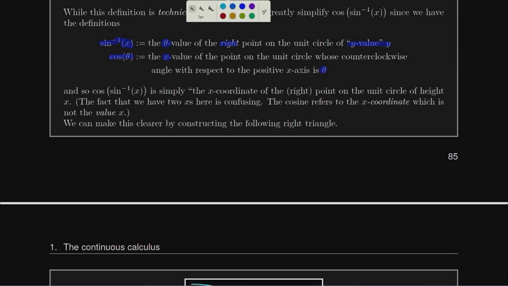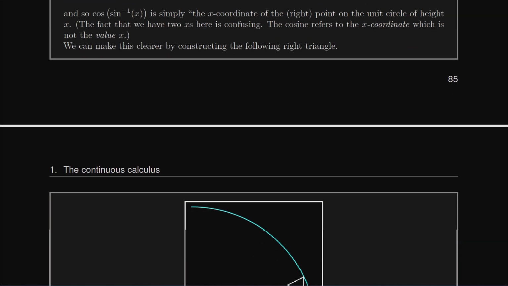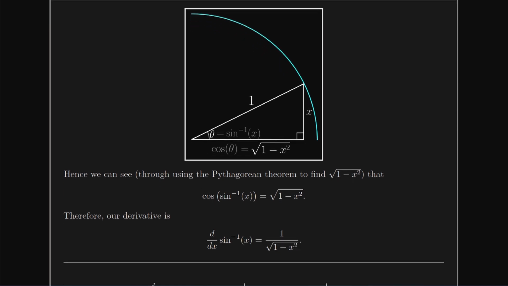So we're really just asking, okay, we're going to look at the right point on the unit circle of some specific y value, and then we're actually going to look at its x value. So that would be cosine of sine inverse of x. Well, this is the first quadrant of my unit circle. I'm going to write that x is equal to sine of theta here, which is equivalently that theta is equal to sine inverse of x.